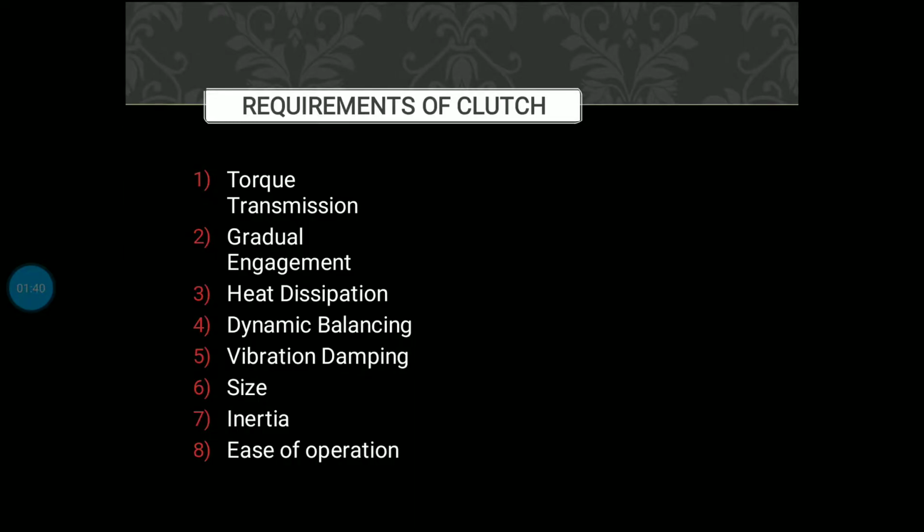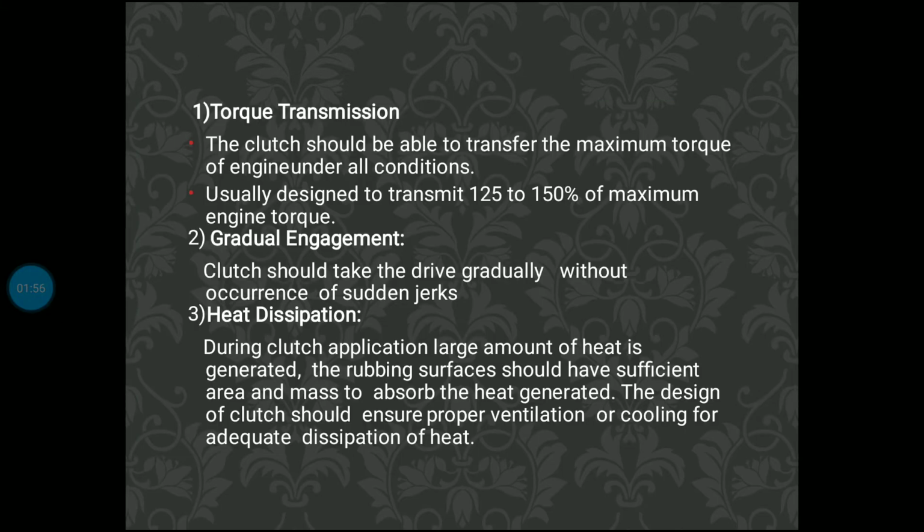Requirements of a clutch: torque transmission, gradual engagement, heat dissipation, dynamic balancing, vibration damping, size, inertia, ease of operation. These are the requirements of a clutch. First one, torque transmission. The clutch should be able to transfer the maximum torque of the engine under all conditions. It is usually designed to transmit 125 to 150 percent of maximum engine torque.